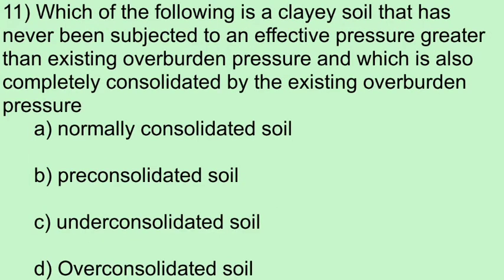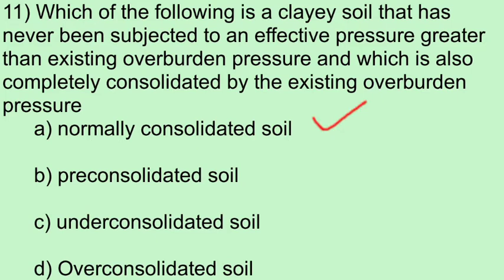Next question. Which of the following is a clay soil that has never been subjected to an effective pressure greater than existing overburden pressure and which is also completely consolidated by the existing overburden pressure? Option A, normally consolidated soil; option B, pre-consolidated soil; option C, under-consolidated soil; and option D, over-consolidated soil. The answer is option A, normally consolidated soil.